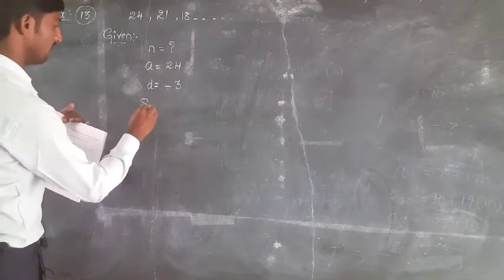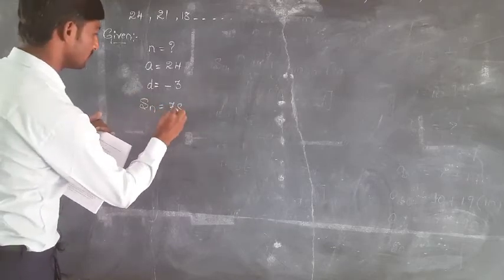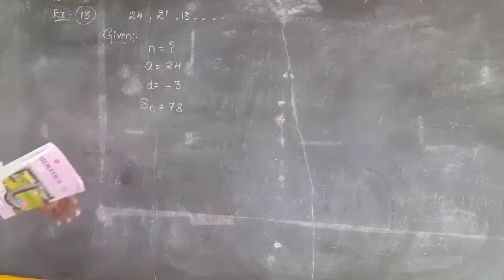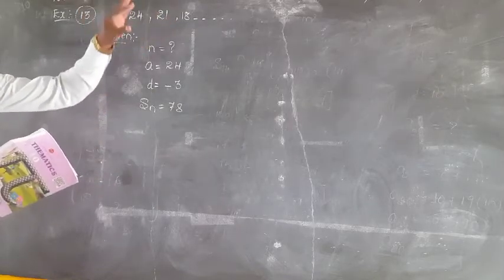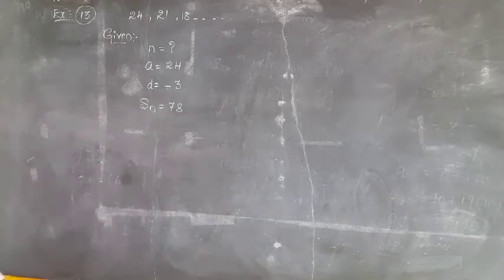And what is given? Sum means Sn value they gave, that is equal to how much? 78. Sn value they gave, that is 78. How many terms like these terms, how many terms you have to add to get 78 as the sum? This is the given data we have here.